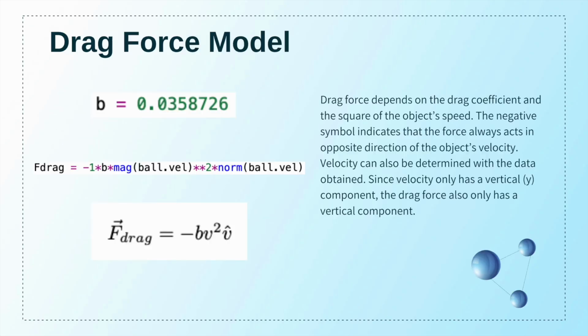Drag force depends on the drag coefficient and the square of the object's speed. The negative symbol indicates that the force always acts in the opposite direction of the object's velocity. Velocity can also be determined with the data obtained. Since velocity only has a vertical component, drag force can also only have a vertical component.